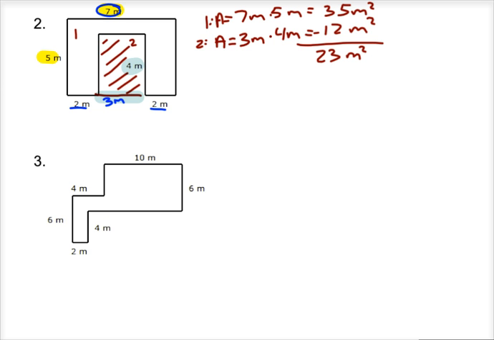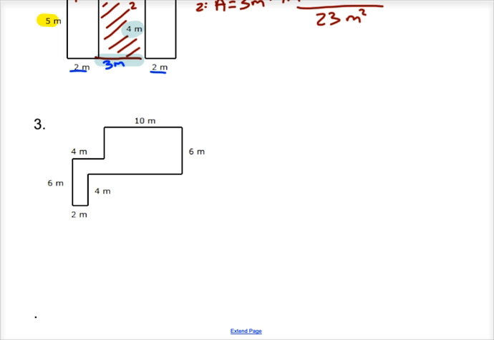Number 3. So here's an irregular shape. How can we split this one up? I don't know that there's one way better than another, but somehow splitting it into rectangles. I think I'm going to just split it this way, and I think I'm just going to go and split it horizontally this way as well, and call them piece 1, 2, and 3.